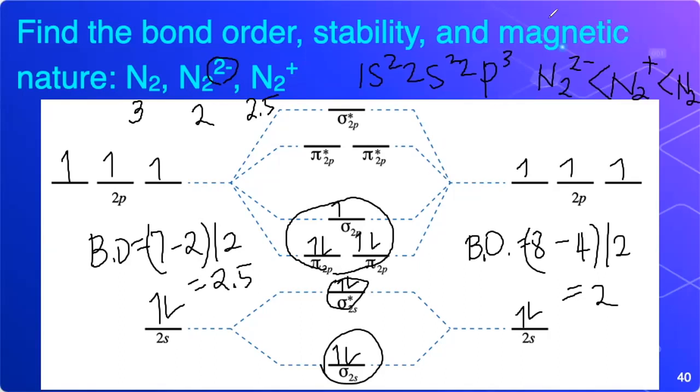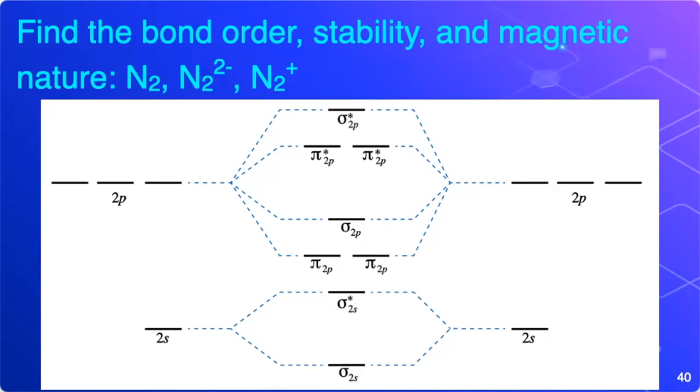Okay? How about the magnetic effect of the molecules? Let's start with N2. Is this para or dia? Dia po, sir. Dia, N2. How about N2 negative? Para or dia? Para po. Paramagnetic. N2 positive? Para po, sir. Paramagnetic.